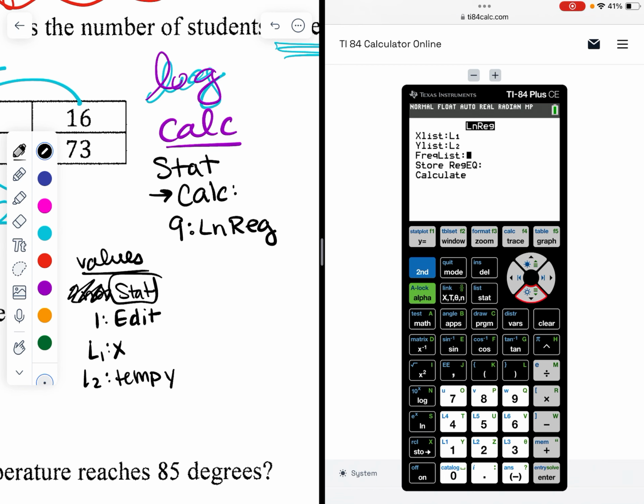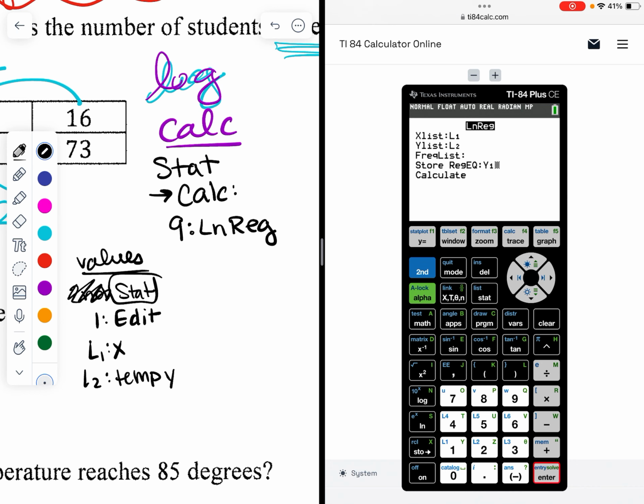In order to store it, you are going to click your vars key, which is underneath the down key. Vars is right here. Scroll over 1 to Y vars. Number 1 is function, and you're going to tell it to store it in Y1. So we've got our X list as list 1, Y list as list 2, and you're going to store your regression equation into your Y1. That'll really, really help you later on, you'll see.